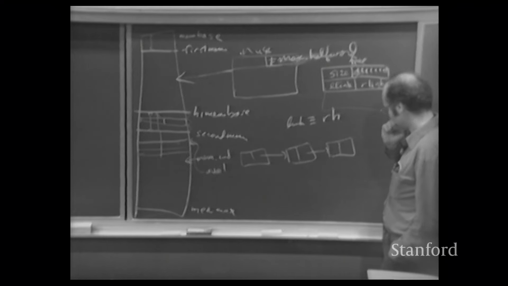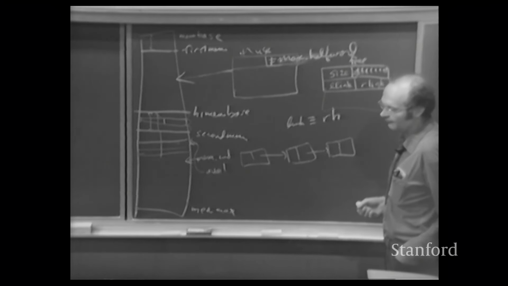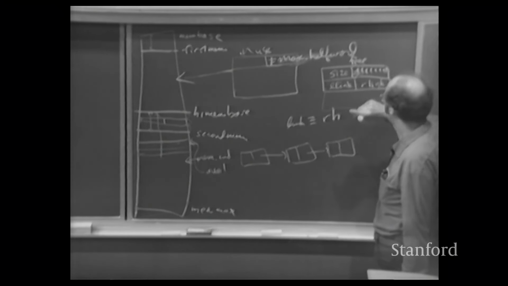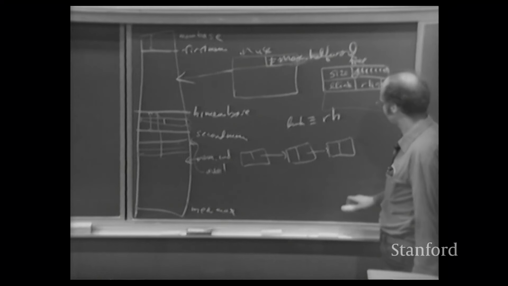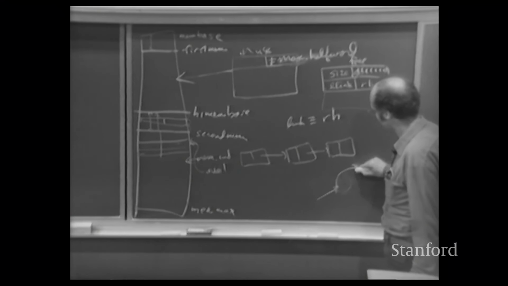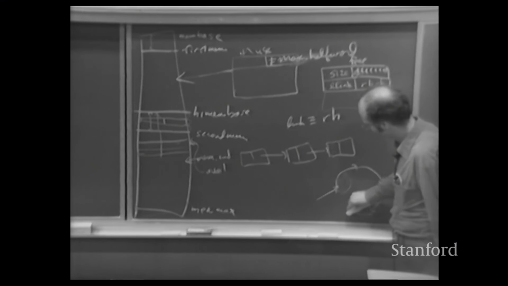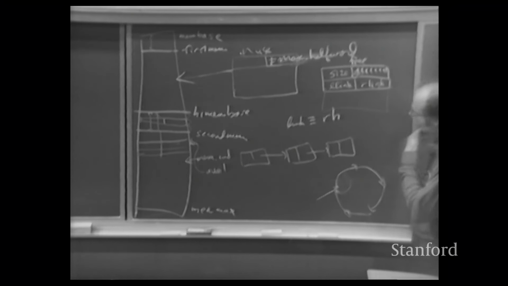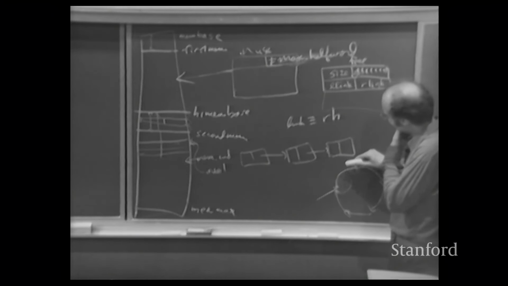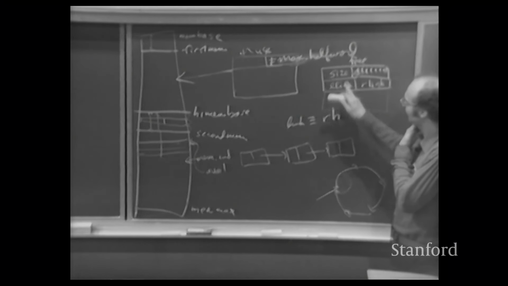Now, if I want to free something up, I simply stamp its size field here. I have to know how big it is when I'm freeing it, and then I link it into the circular list. There's a list of all these nodes that are free. And when I need to find a new place in this memory, I go around this list until I find one that's big enough by looking at the size field.